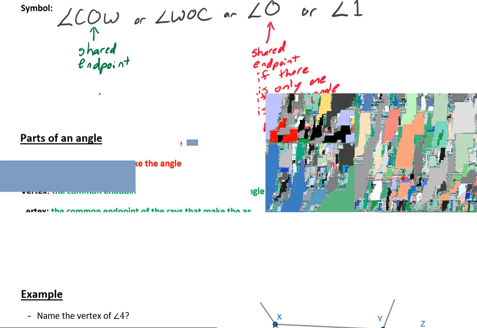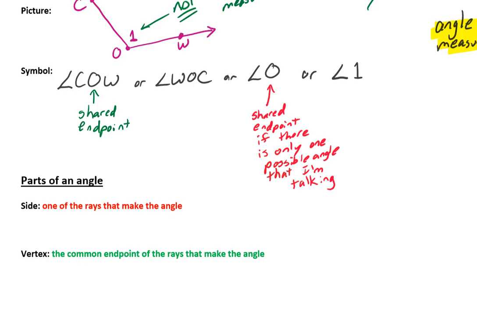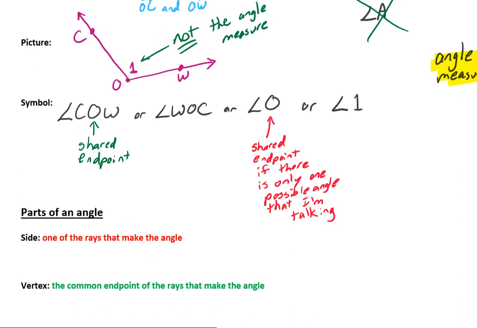So I've been talking about rays and shared endpoints. We actually have names for those. A side of an angle is one of the rays that make up an angle. So in the example I had up here, ray OC would be a side of that angle, and ray OW would be the other side of the angle. And the common endpoint, that shared endpoint, we call a vertex. So in that example, point O would be the vertex of that angle.